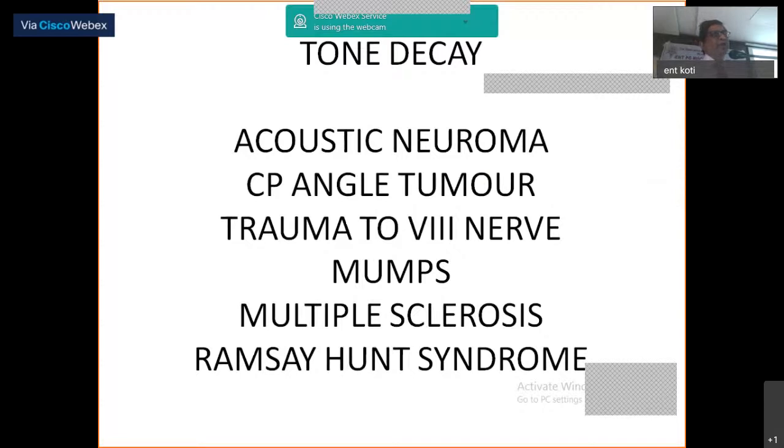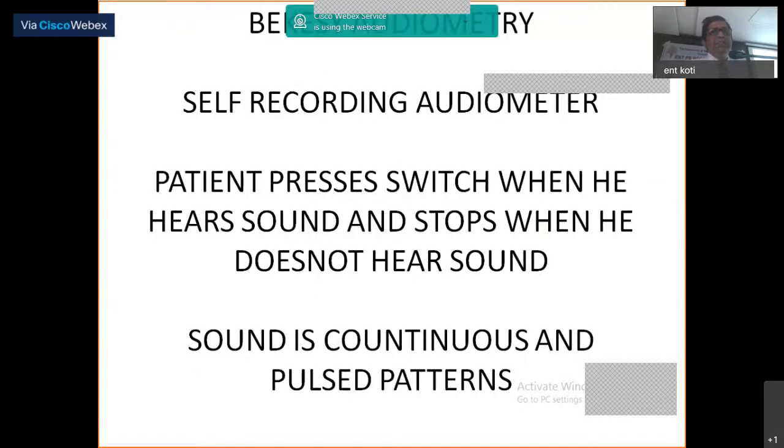Then tone decay, which is not specific to vestibular schwannoma, it can also occur in CP angle tumor, trauma, mumps, multiple sclerosis and transient ischemic syndrome. In all these it is seen. So there is a test called Bekesy audiometry.